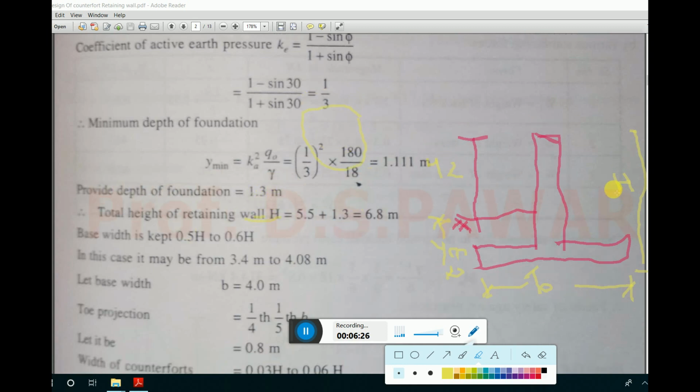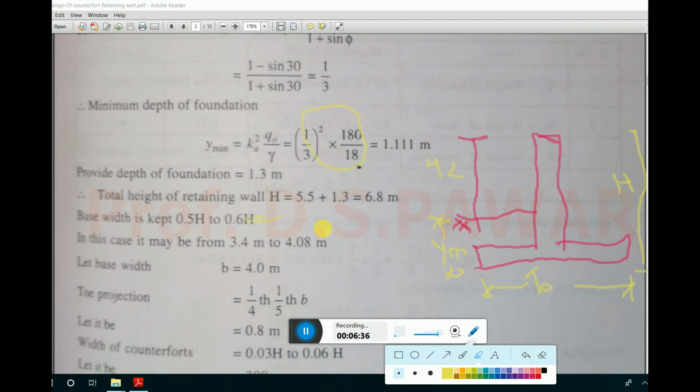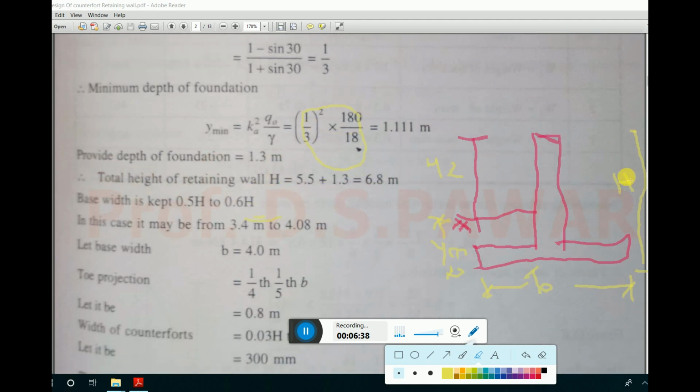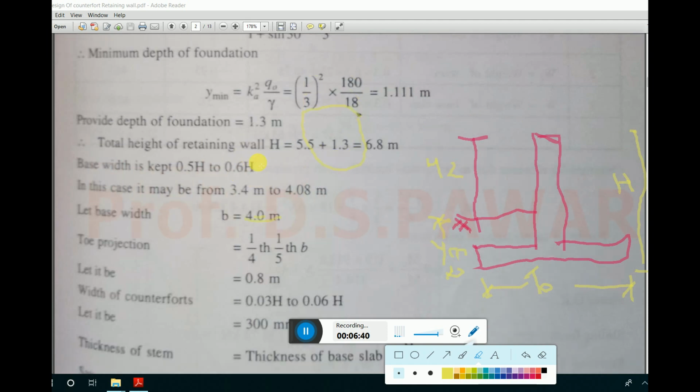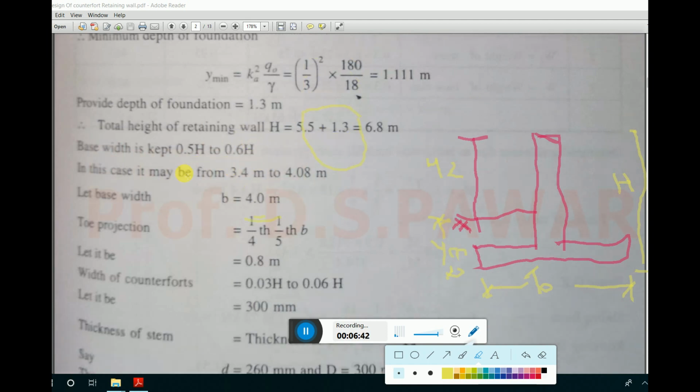So total height H here: H will be H2 plus ym. This is H2 and ym. So total height is 6.8 meter. After getting the total height H, we have to use our basic thumb rules, which are used for fixing the preliminary dimensions of the retaining wall. For preliminary dimensions of a counterfort retaining wall, we have to consider the base width, that is b. How to get this b?